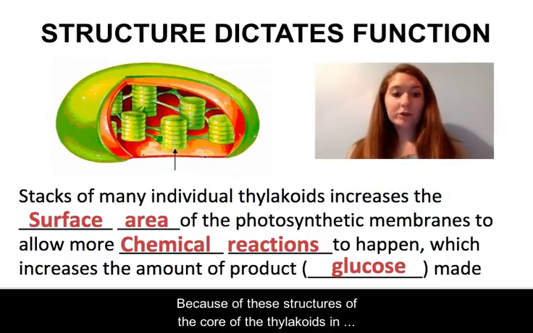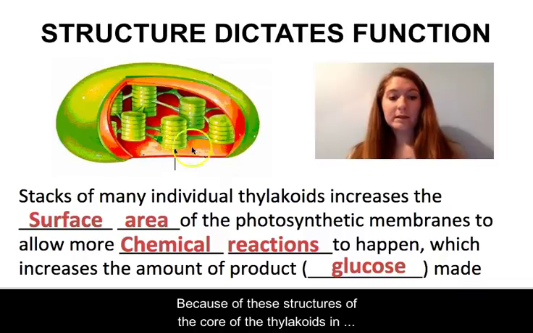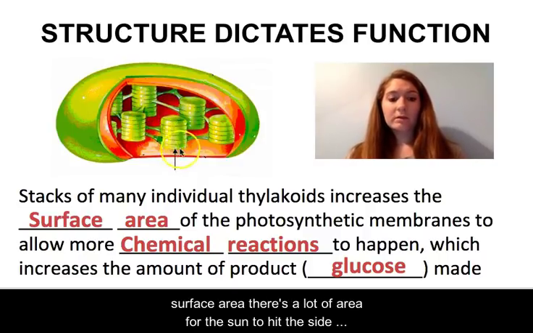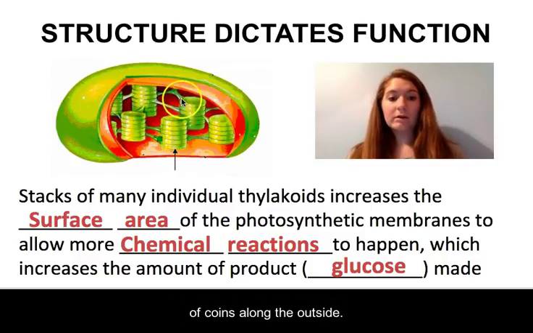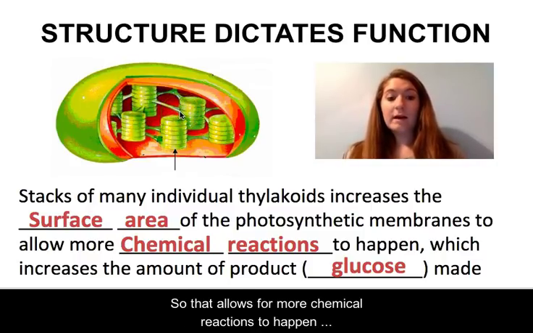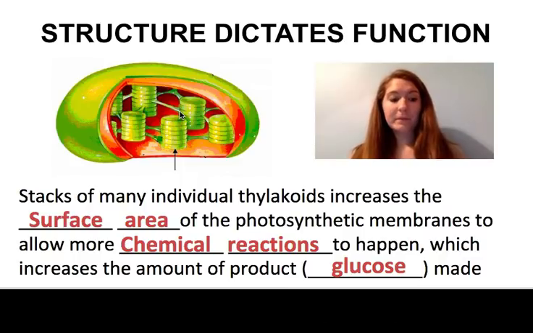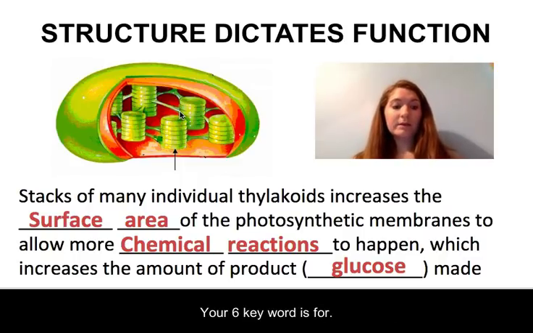Because of the stack-like structures of the thylakoids, it creates a lot of surface area. So there's a lot of area for the sun to hit these thylakoids along the outside. That allows for more chemical reactions to happen, and increases the amount of food or glucose that the cell or organelle individually is going to make. Your sixth keyword is for, F-O-R.